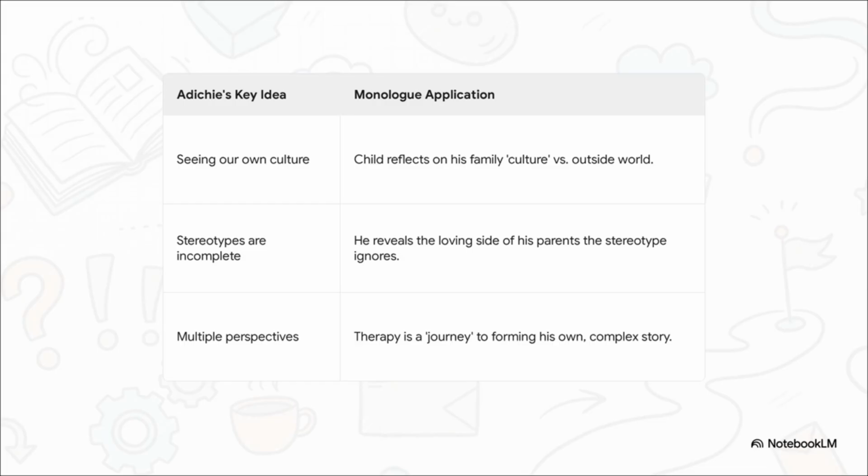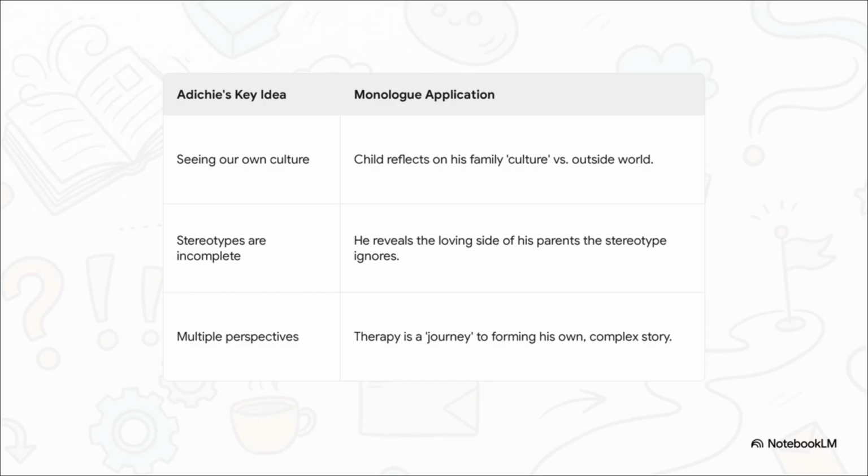All right, this is where the blueprint really comes to life. Let's break down exactly how we can translate Adichie's huge ideas into this character's very personal monologue. So first up, Adichie talks about seeing our own culture. For our character, this becomes him reflecting on the unique, private culture of his family, which is so different from what the outside world sees. Next, her point about being told things about others. This is his central conflict. He's fighting against society's single story, that label of criminal that's been slapped on his parents.